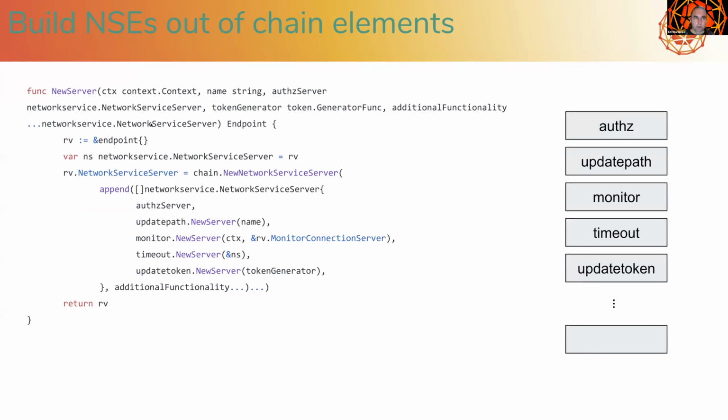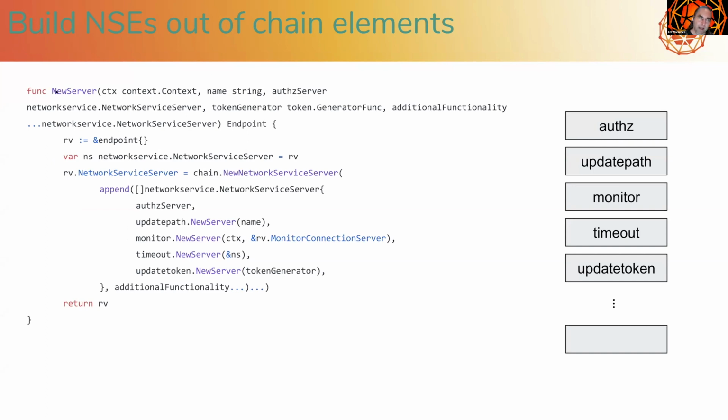Essentially what we ended up doing was building out chain elements that did all the pedestrian bits that you don't necessarily want to do when you're writing your network service endpoint. So it's probably not the case that you want to handle the basics of path updates, token updates, timeouts inside the server that you're writing. You have a bunch of stuff that here we've labeled as additional functionality, and you would like to have those be the pieces you work on.